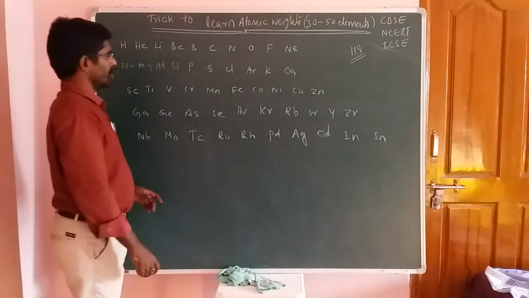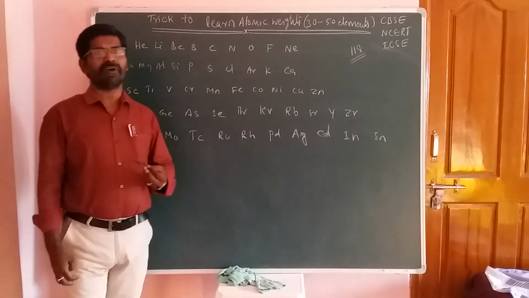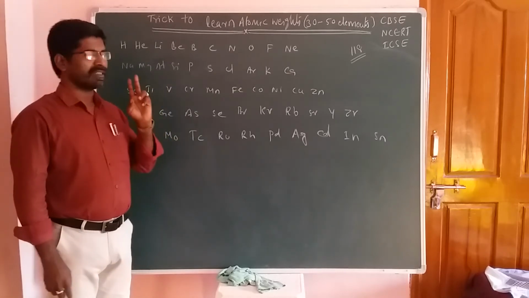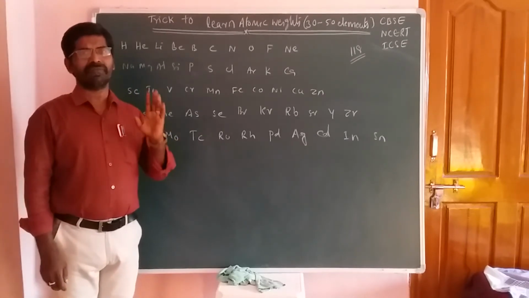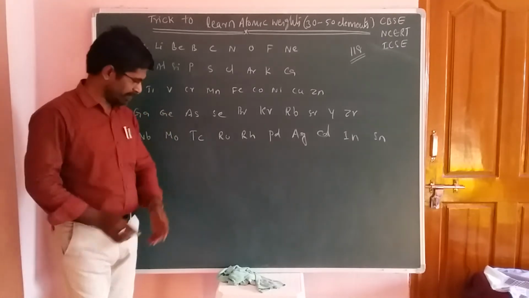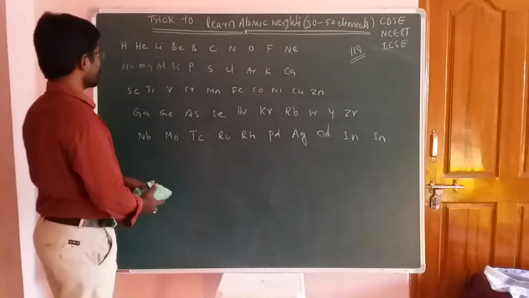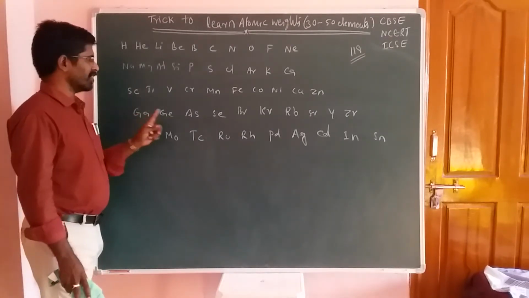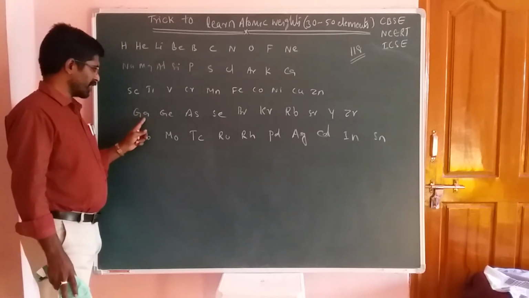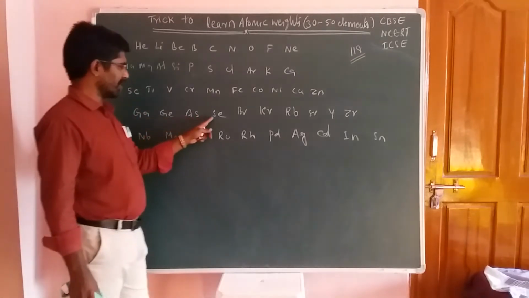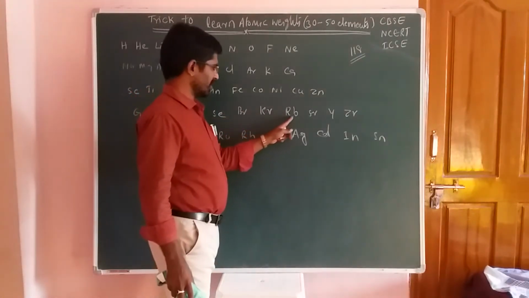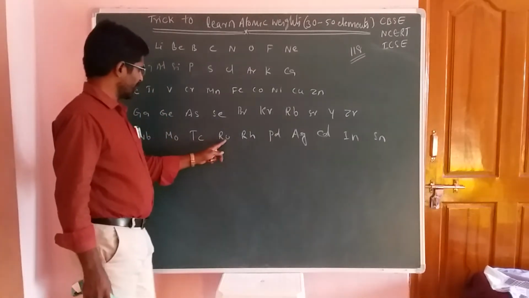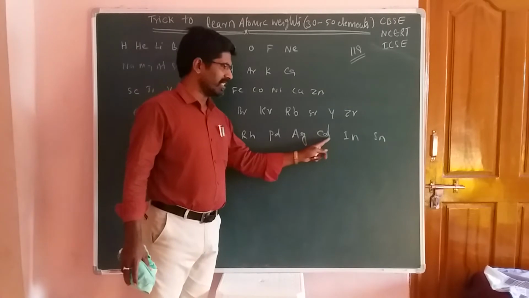Okay students, now already we learned one trick to find the atomic weights from 21 to 30 by using the 3, 4, 5, 4, 5, 3, 5, 5 form. Now in this case, we have to use a trick to find the atomic weights, first for 31 to 40. The atomic number of gallium is 31, germanium 32, 33, 34, 35, 36, 37, 38, 39, 40. Okay students, now here 41, 42, 43, 44, 45, 46, 47, 48, 49, 50.